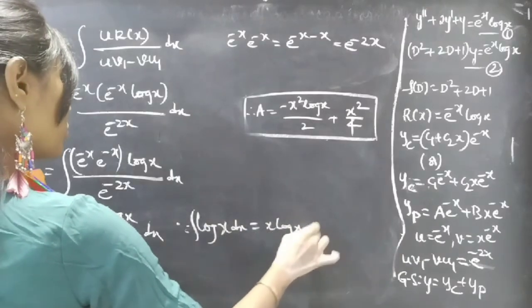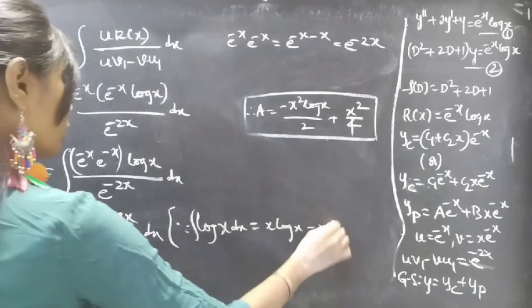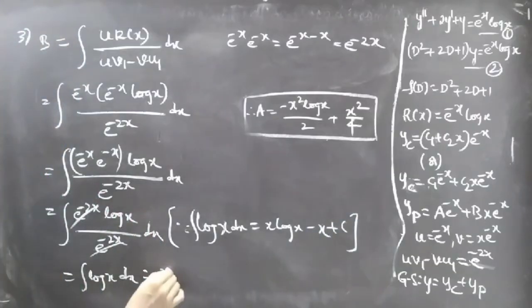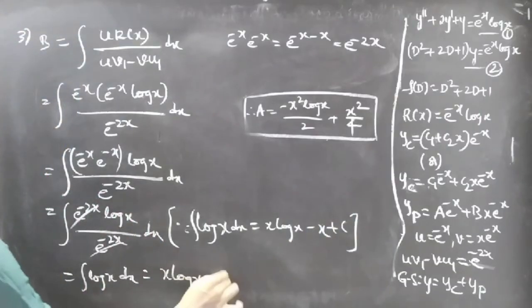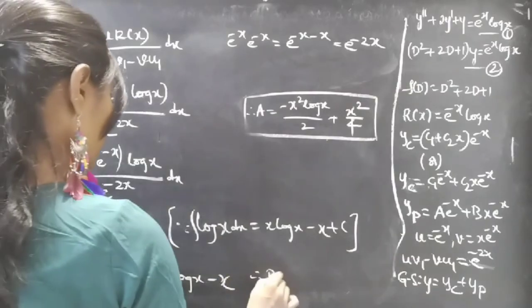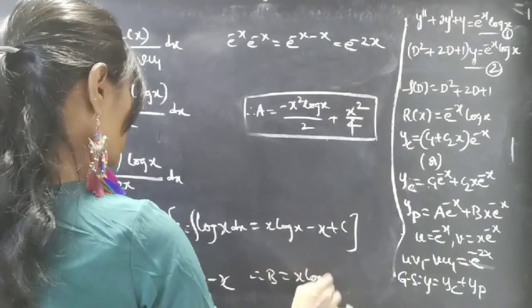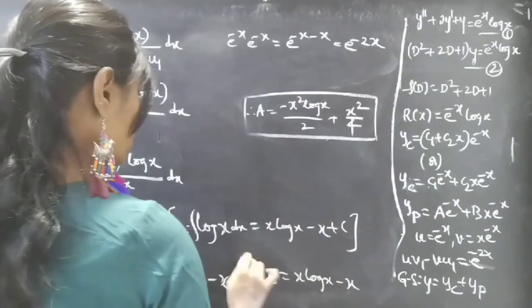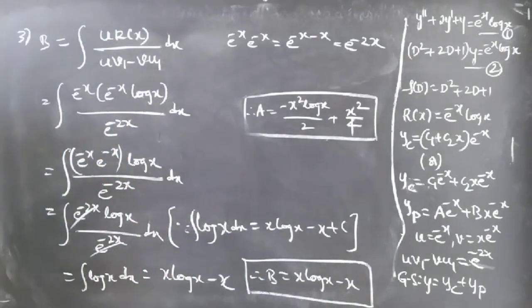x log x minus x, so we'll get x log x minus x. Therefore b equal to x log x minus x. See, if you forget the formula integral log x dx, you can find it using the integration by parts formula. Let me show you that.